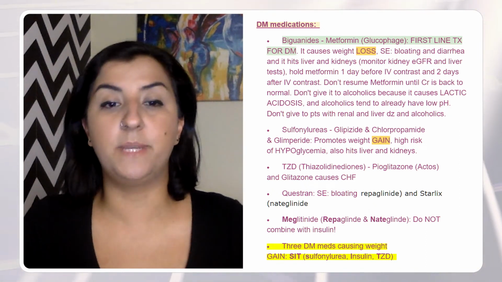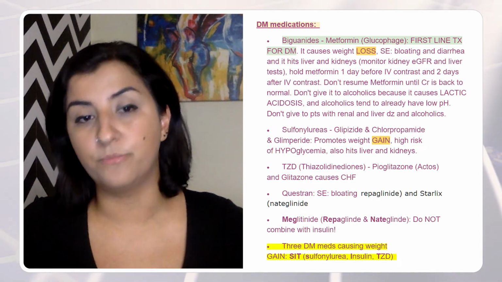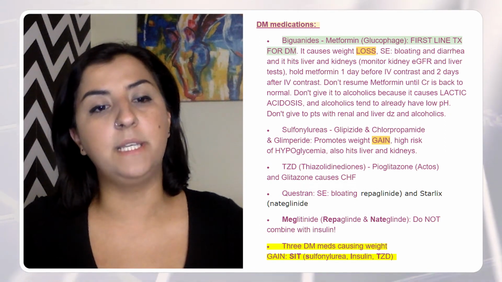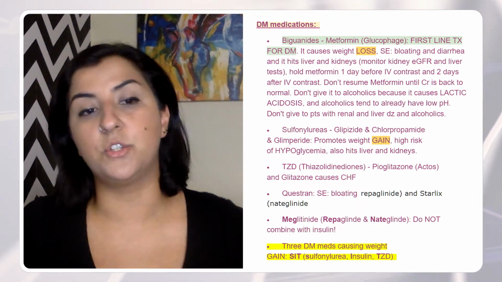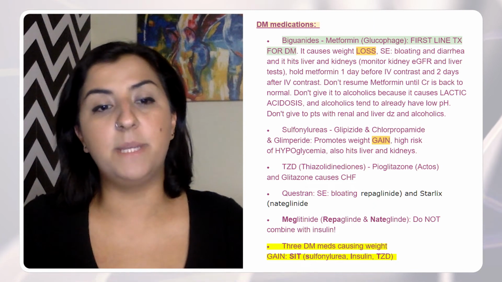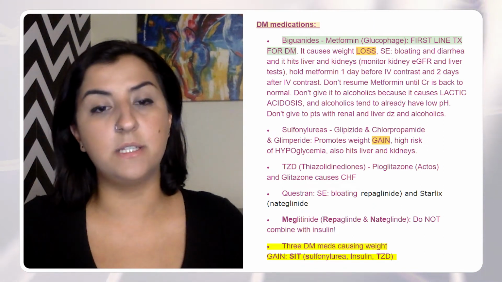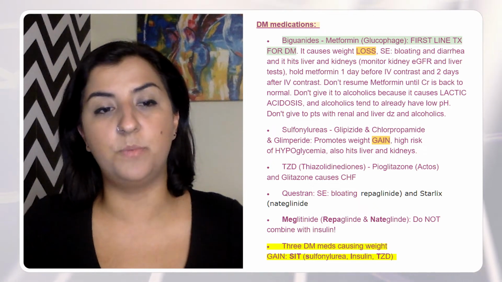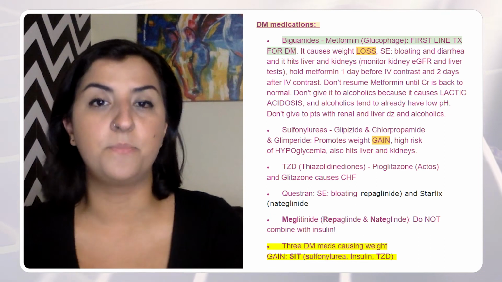Questran is another medication for diabetes, and the side effect that you need to know about is bloating. Meglitinide, do not combine them with insulin. These are the two you don't combine with insulin. So these are medications not very common. I haven't used them in practice, but I had to put them in there because you never know what the test will throw at you.